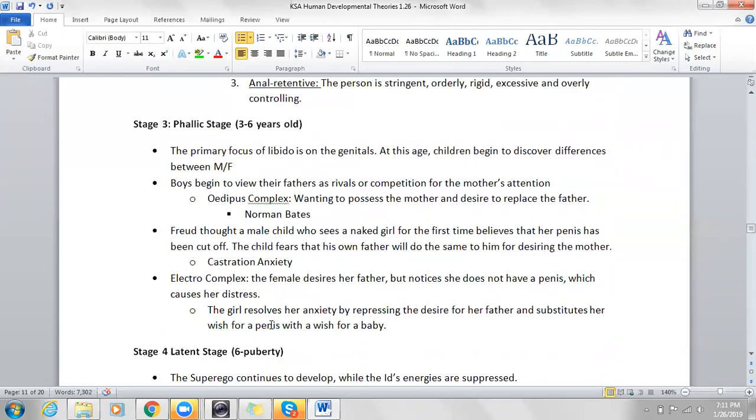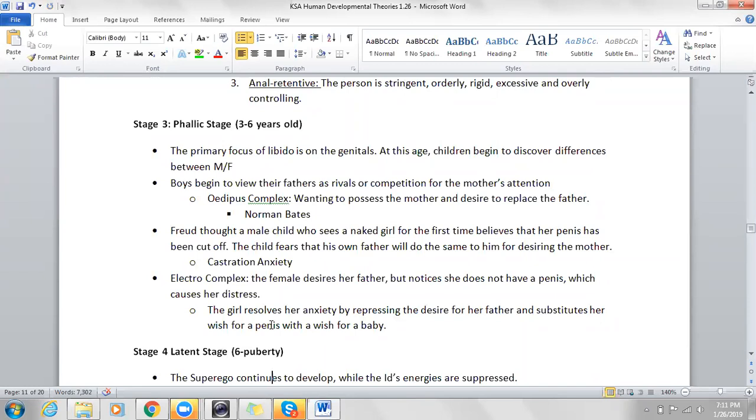Which then leads us into the phallic stage. The phallic stage is from the ages 3 to 6, and the primary focus of libido is on the genitals, because the child begins to start seeing, like, wow, what's this? And they start playing with it. So if you've seen someone from the ages of 3 to 6, they start playing with their private part without even knowing that it's stimulating pleasure.